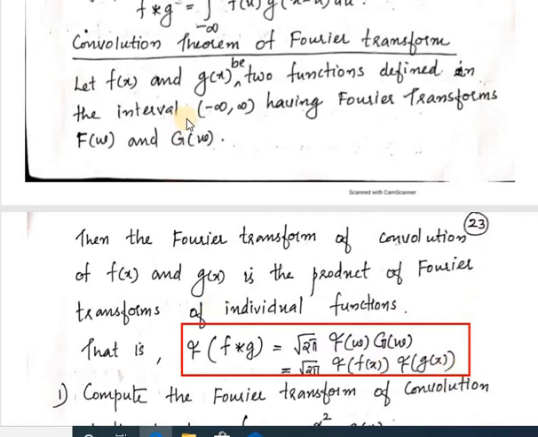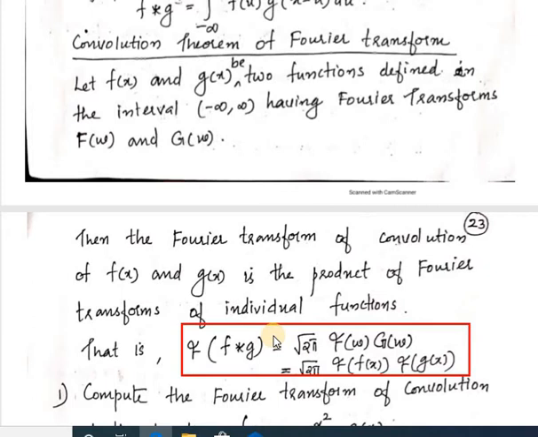That is, if we are given two functions f of x and g of x defined in the interval minus infinity to infinity and having Fourier transforms, that is, the Fourier transform of f of x is F of omega and the Fourier transform of g of x is G of omega, then the convolution theorem says that the Fourier transform of the convolution f star g is given by the product of the corresponding Fourier transforms into root 2 pi. That is, root 2 pi into the Fourier transform of f of x into the Fourier transform of g of x.